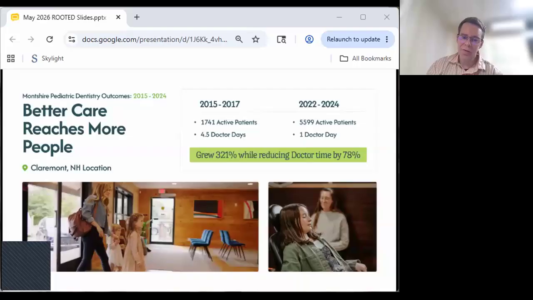This is the first practice, right? The average general dentist has 1,800 active patients in their practice. Well, once we started adopting disease management, we grew the practice by over 300%, but reduced doctor time by 78%. So we've created significantly more access while reducing my time. So what does that mean? Well, everyone says that you need more dentists, but if you take our math, you actually have too many dentists now. It's a mismanagement of human resources. And if we actually want to get to the bottom of this, this is how you do it. Next.